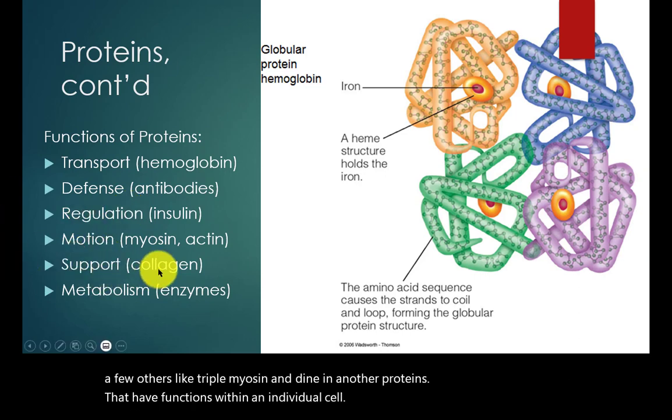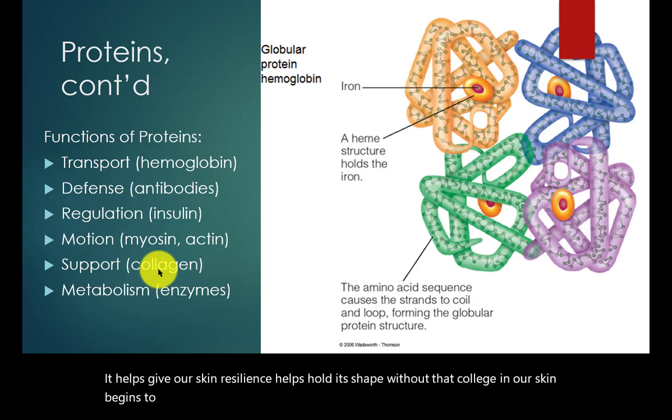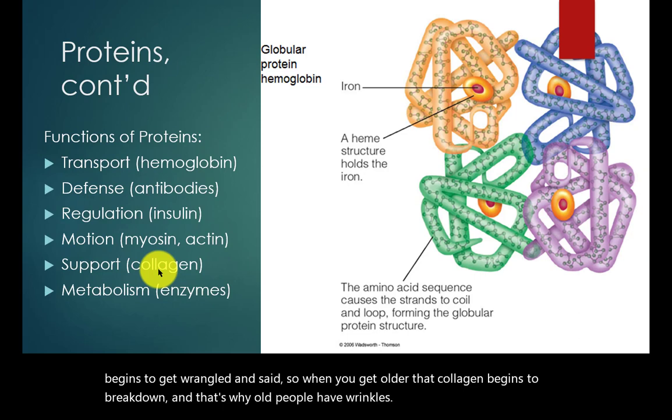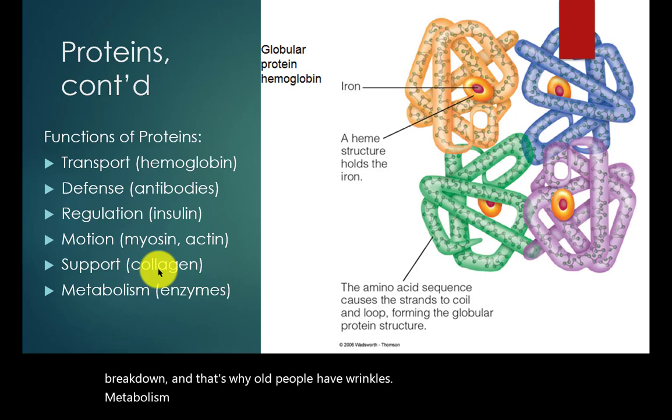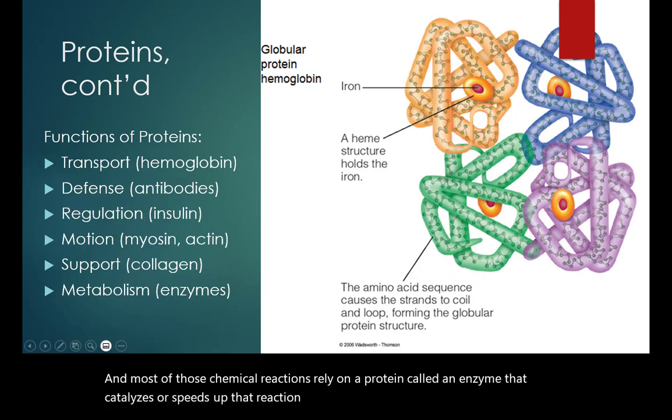Support, collagen. Collagen is a protein that's in our skin. It helps give our skin resilience. It helps hold its shape. Without that collagen, our skin begins to get wrinkled and sagging. So when you get older, that collagen begins to break down, and that's why old people have wrinkles. Metabolism. This is huge. Metabolism is all the chemical reactions occurring inside of your body. And most of those chemical reactions rely on a protein called an enzyme that catalyzes or speeds up that reaction. So proteins are super, super important.